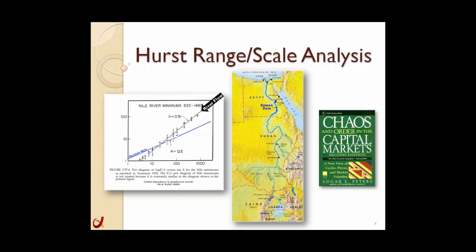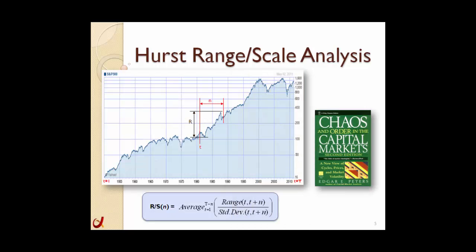Hurst showed in this plot of the rescaled range analysis that river flow statistics were much different from that of a random walk represented by this blue line, and that this difference was representative of its trend characteristics. Apparently, the way storms flow over the tributary collection basin makes river flow statistics non-random. Edgar Peters decided to apply this analysis to the capital markets.